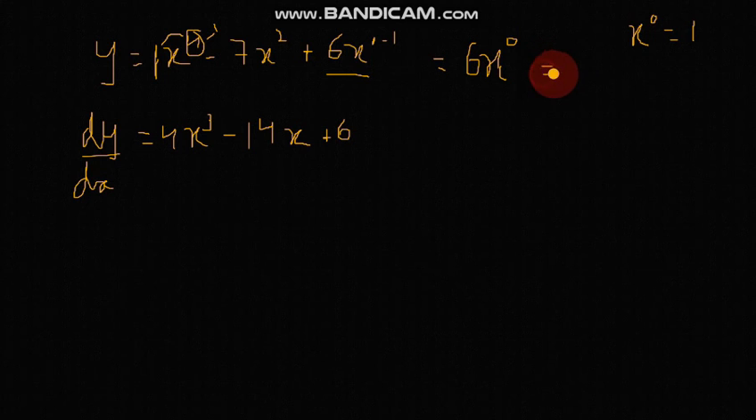So what is this equal to? This is equal to 6 multiplied by x power 0, which is 1. So this is equal to 6. Alright, over here we have written 6. Again, this is just for your understanding. As you mature, you won't have to do all of this.